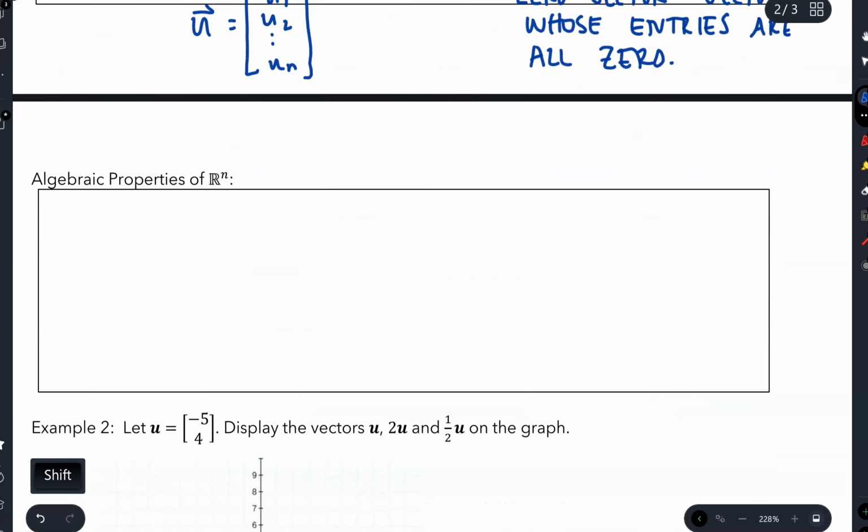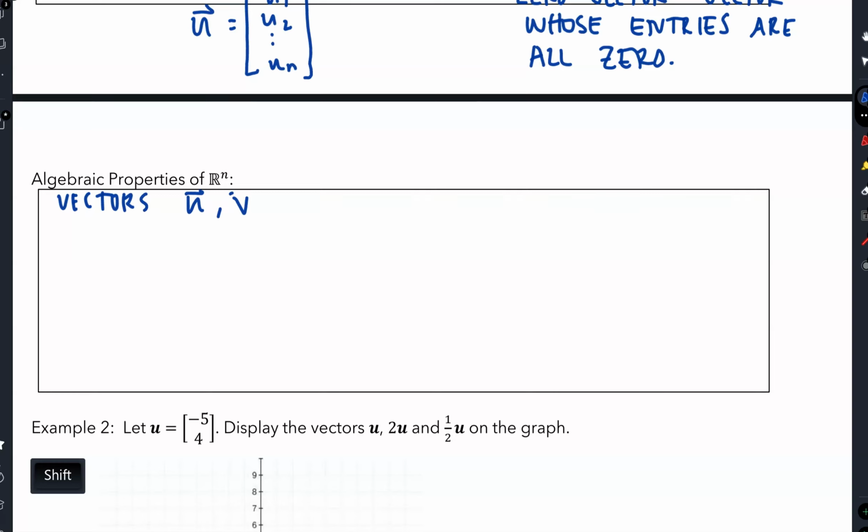All right, so algebraic properties of Rn. So this corresponds to properties of real numbers and pertains to vectors. We'll look at vectors in here. To do these definitions, we'll call them vectors u, v, and w, and we'll have scalars c and d. So if I add two vectors together, u plus v is the same thing as v plus u. So that's the commutative property.